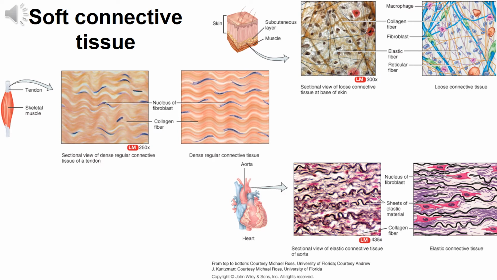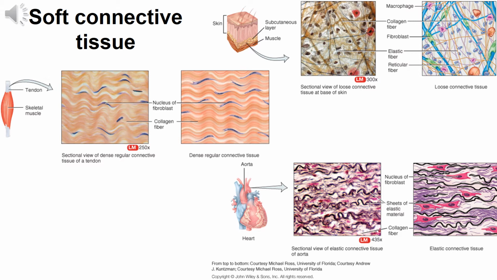Now here are some pictures taken from your book of the different types of soft connective tissue. So over here at your far left, we have an example of dense regular connective tissue, as is found in the tendons, and you can just see that these line up in a fairly regular and organized way. And your book doesn't have a picture of dense irregular connective tissue, so we're just going to have to assume that it's less organized and it's found in the skin.